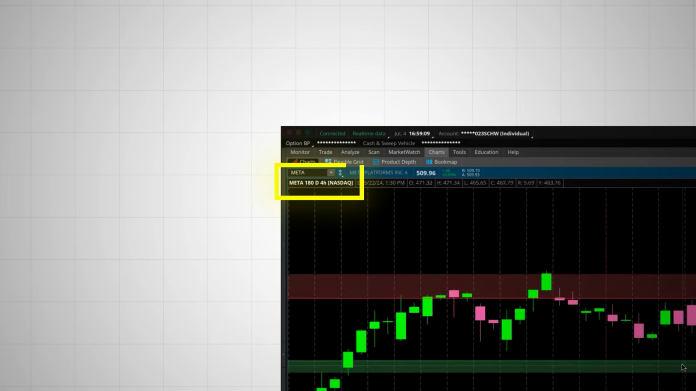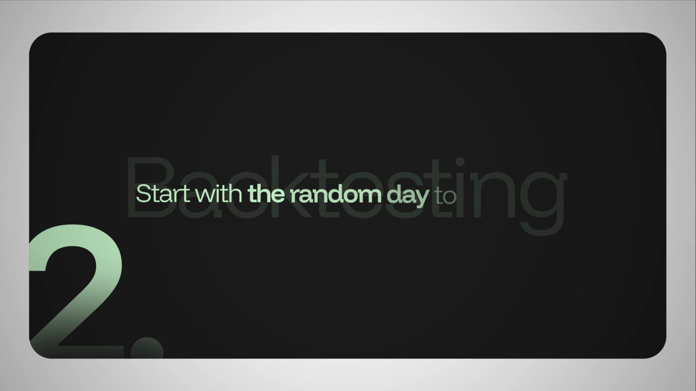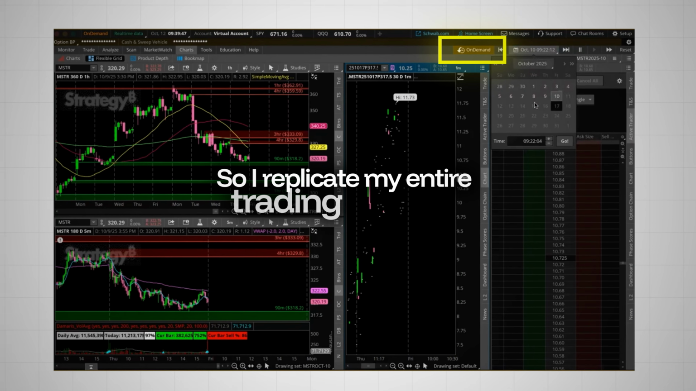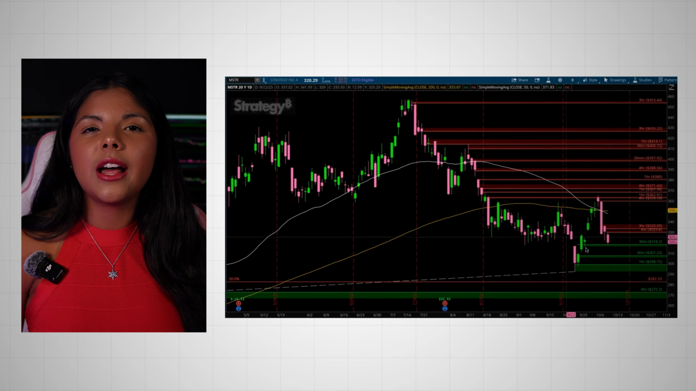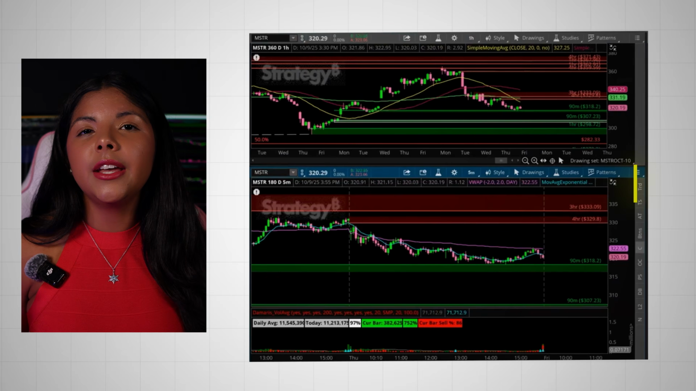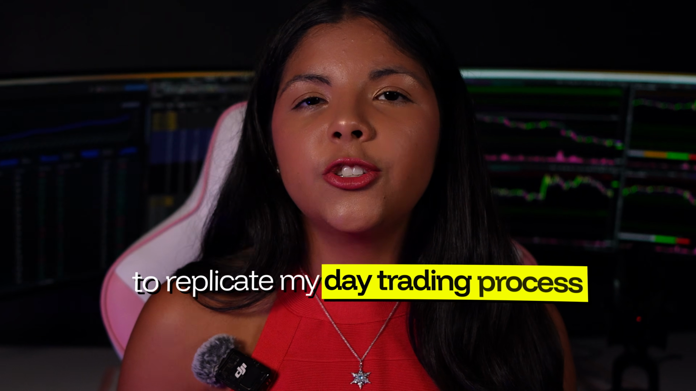When you backtest, you want to backtest your normal routine. For me, the first step would be charting my supply and demand zones on the higher time frames. I could backtest the different time frames of identifying the supply and demand zones. Then the second step is start with a random day to backtest. I like to backtest using on-demand on Thinkorswim, so I replicate my entire trading routine. I start with doing pre-market analysis on the high time frame, marking my supply and demand zones and creating my plan, and then once the market opens, I drop to the 5-minute chart to replicate my day trading process.